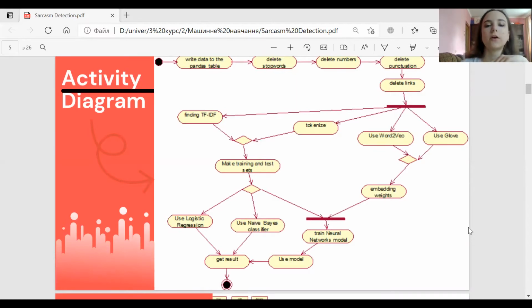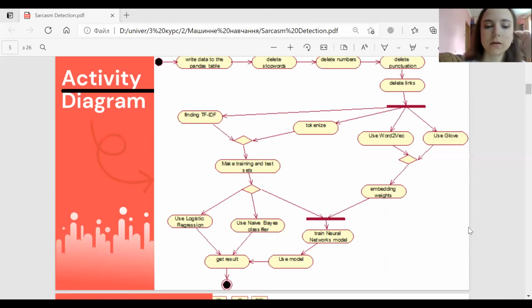What is TF-IDF? TF-IDF is a numerical statistic that represents the importance of the word. So it's typically used to stop filtering words in text, summarization, and categorization applications. So it fits for sarcasm detection. Data splits into two sets, training and testing. And then those sets are used in training of logistic regression and naive Bayes models. And we get a result. Result will be presented as confusion matrix and accuracy.